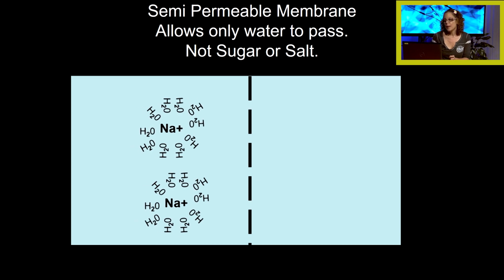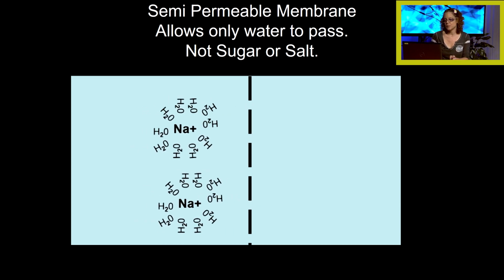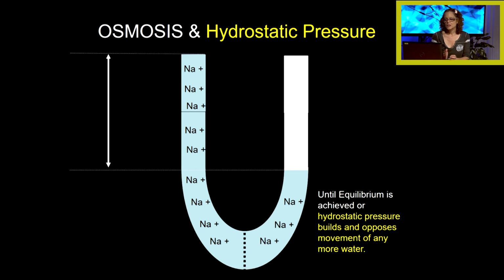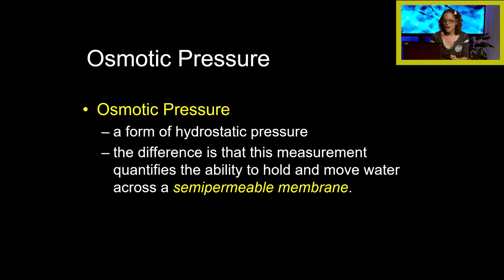The semi-permeable membrane is only going to allow the water to pass. So osmosis and hydrostatic pressure, until equilibrium is achieved or hydrostatic pressure builds and opposes movement of any more water. And that's what's happening in this example. Osmotic pressure is a form of hydrostatic pressure. And the difference is that this measurement quantifies the ability to hold and move water across a semi-permeable membrane.